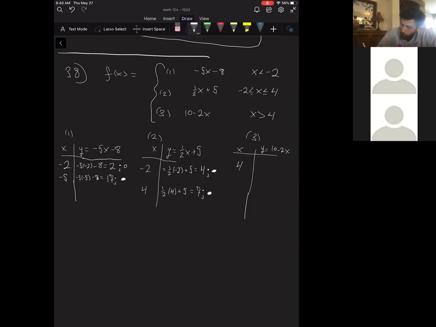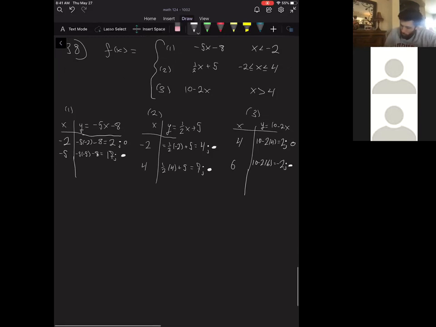Equation number 3. So we plug in 4. That's 10 minus 2x. So we get 10 minus 2 times 4, which is 2. And 4 is not bigger than 4, so we put an open circle here. Then plug another thing into that section, something bigger than 4, like 6. We get 10 minus 2 times 6, which is 10 minus 12, which is minus 2. And this one gets a closed circle because 6 is in that section. So now each of our tables has 2 points, so we can draw this graph.